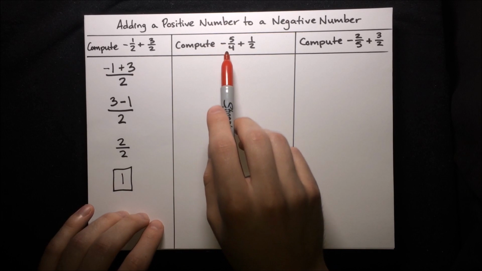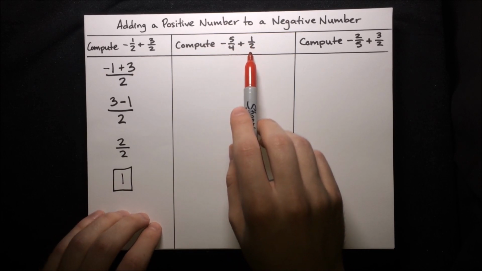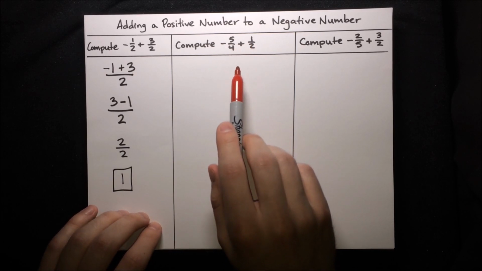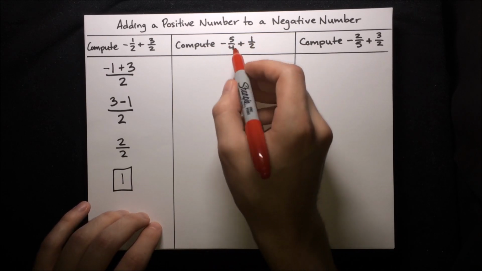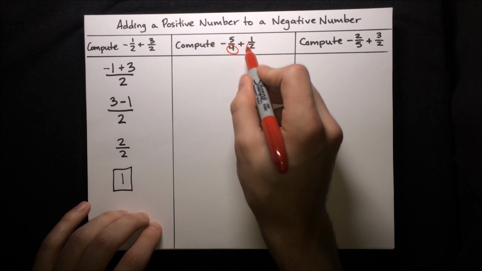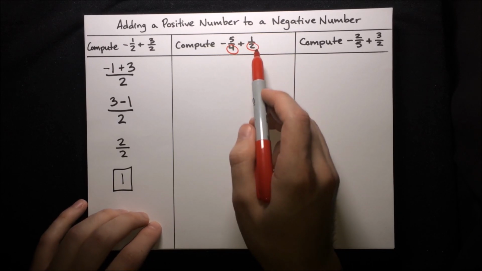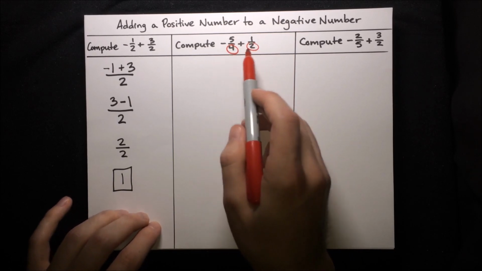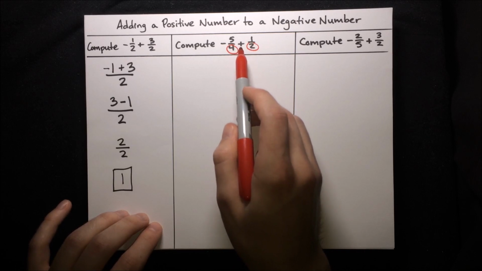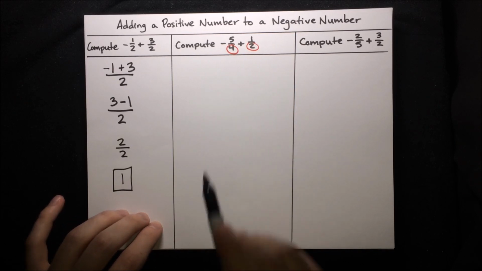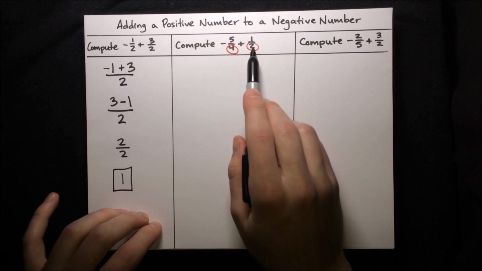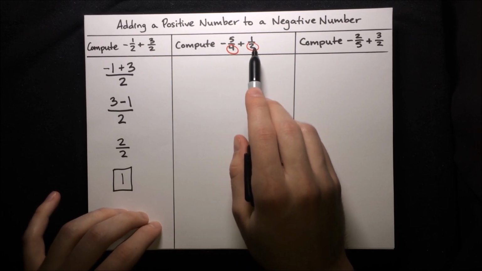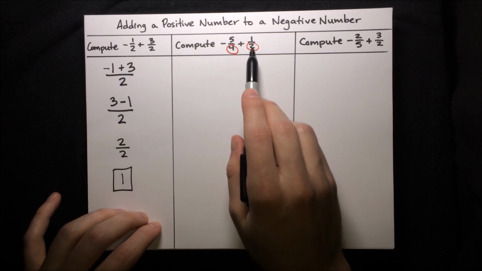Compute negative 5/4 plus 1/2. So again, we're adding two fractions, so we need to make sure the denominators are the same before we can add the numerators. Here the denominators are 4 and 2, so they're not the same. What we have to do first is we have to make the denominators the same so that we can add the fractions. So let's think, what is the least common denominator we can make from 4 and 2? In other words, what is the least common multiple of the denominators 4 and 2?